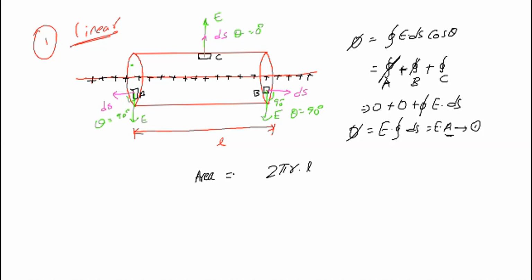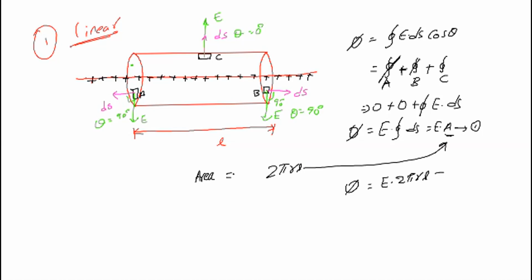So the relation we'll see. I'm going to substitute the relation into your first flux equation. So flux phi is equal to, I'll take the relation like this, flux phi is equal to E into 2 pi r L. So E into 2 pi r L.